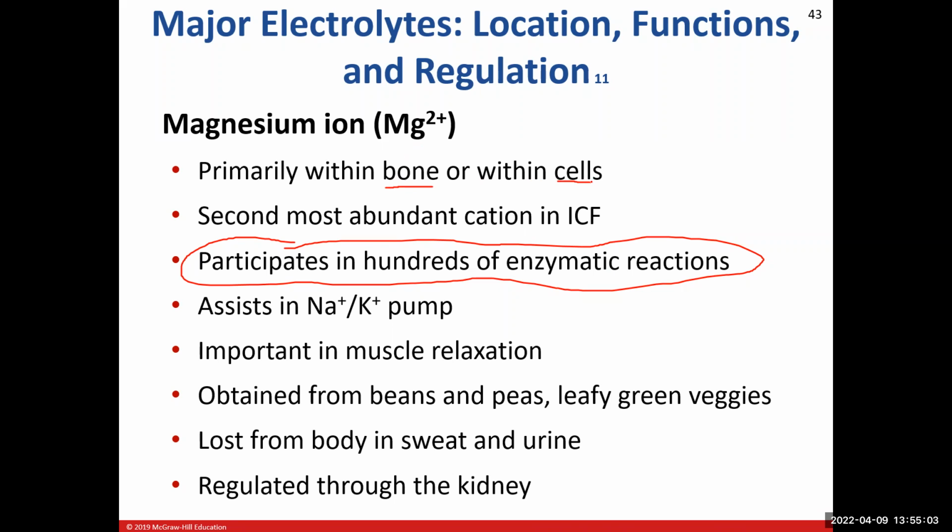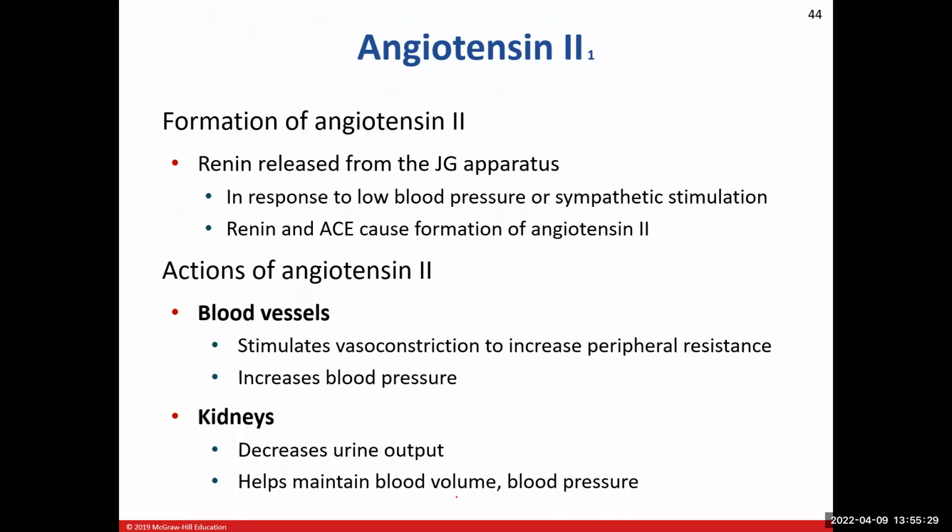So where do we get magnesium? From our diet, primarily from beans and peas, but green leafies. Our green leafy vegetables are going to be very rich in magnesium. We lose magnesium through our sweat and urine primarily, and our kidney is going to regulate this loss of magnesium.